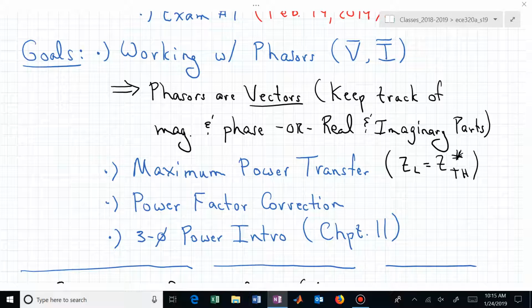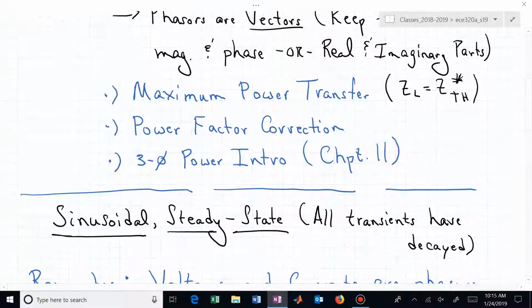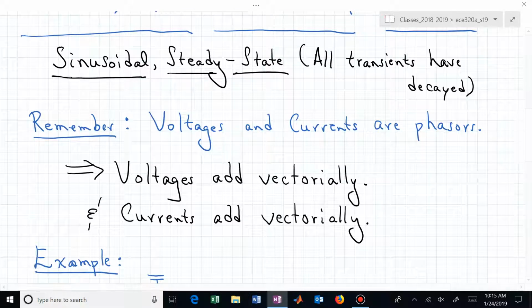And then that leads us into extending these ideas from single phase to 3-phase so that we can push larger amounts of power around. And now we have to think about 3 different phases instead of just the one single phase circuit.